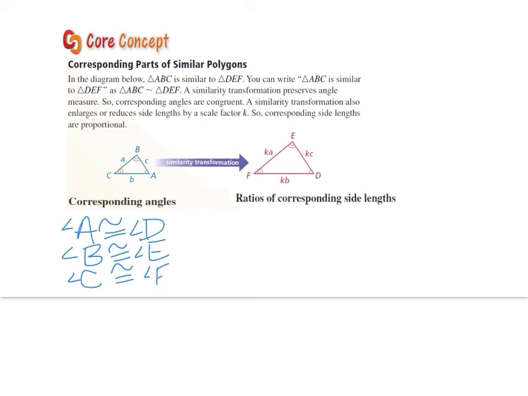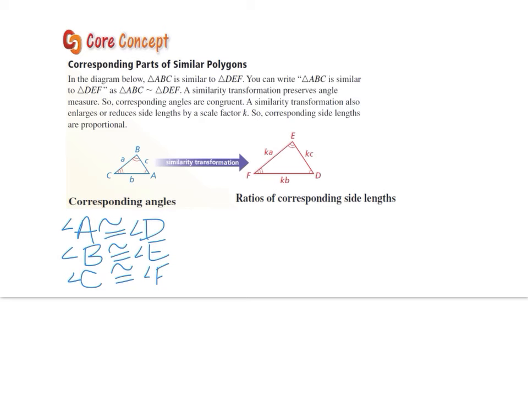All right, so here we have our congruent statements for the corresponding angles, and remember, corresponding angles preserve measure. In other words, they are congruent. Now let's take a look at our sides, and what are the ratios for corresponding side lengths?